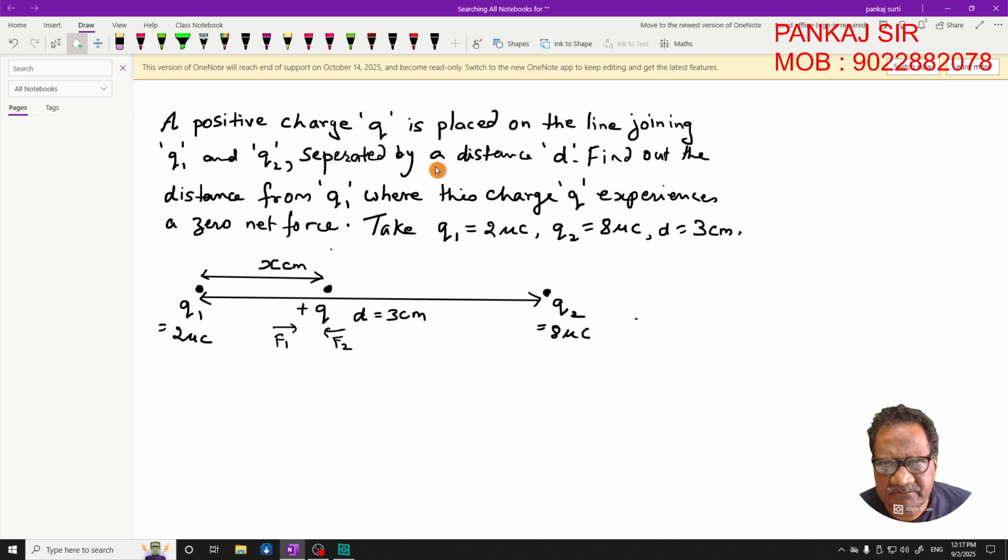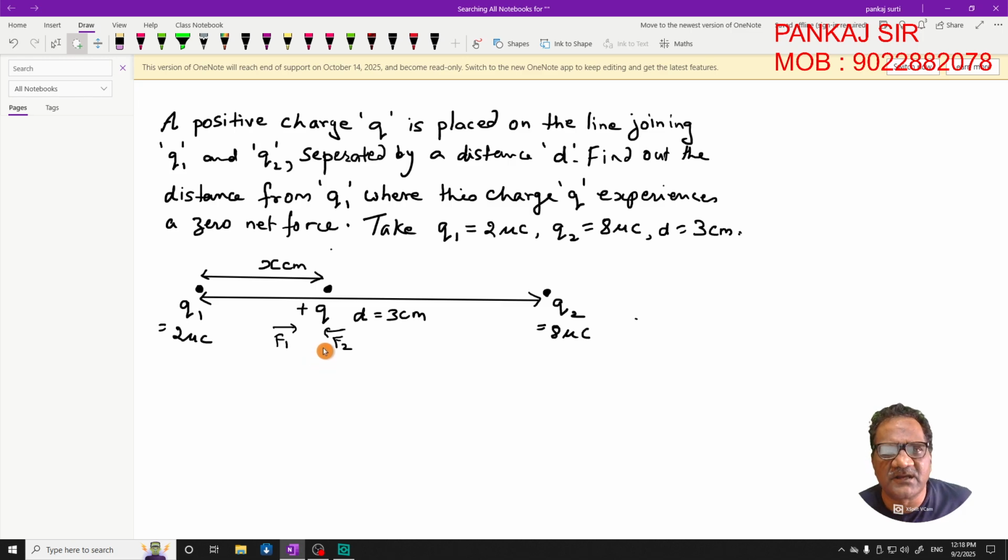Good one. The question says that a positive charge Q is placed on the line joining Q1 and Q2, separated by a distance d. Find out the distance from Q1 where the charge Q experiences zero net force. Take Q1 equal to 2 microcoulomb, Q2 as 8 microcoulomb, and d as 3 centimeters. The question is represented in the form of a diagram over here.